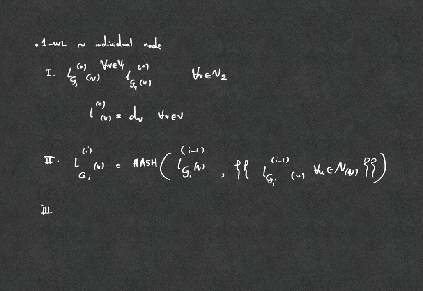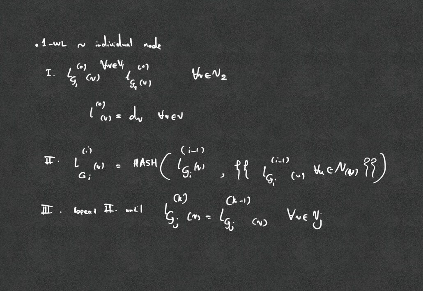Step 3 is basically repeating step 2 until you have this equal this for all the nodes in V_j. By the way, let's make these G_j.